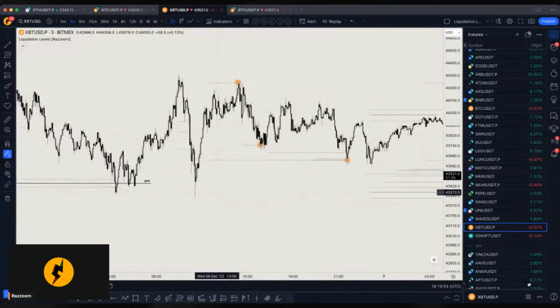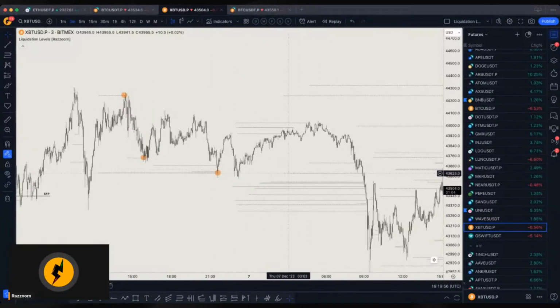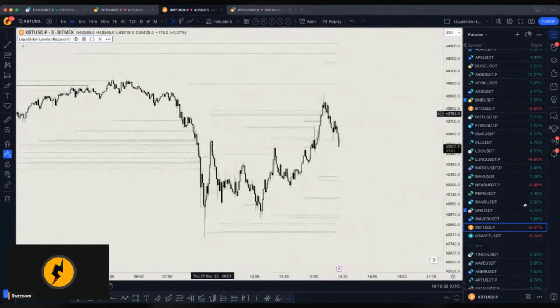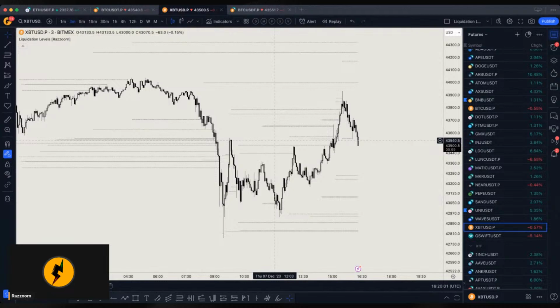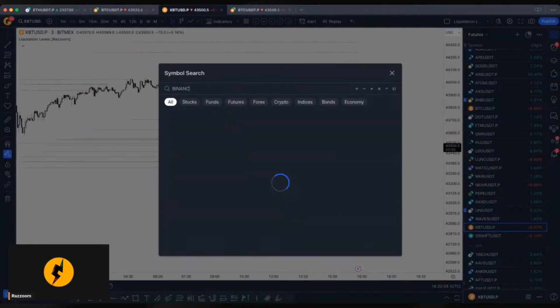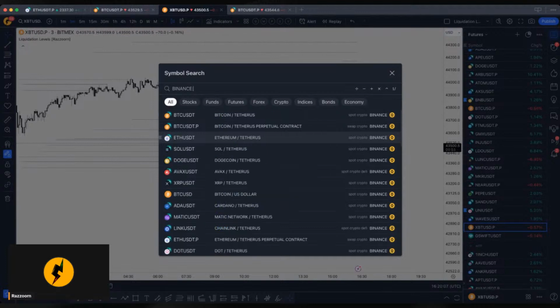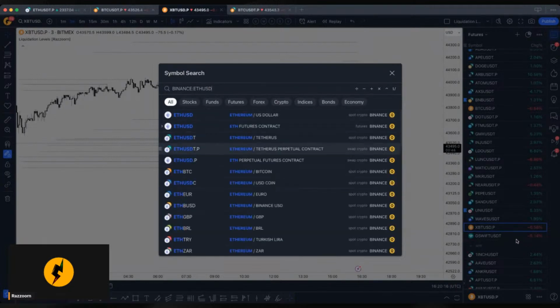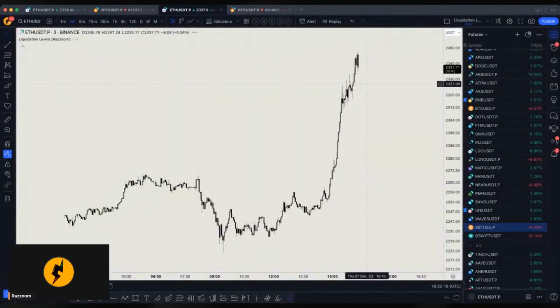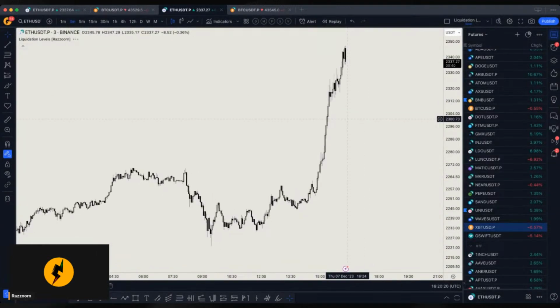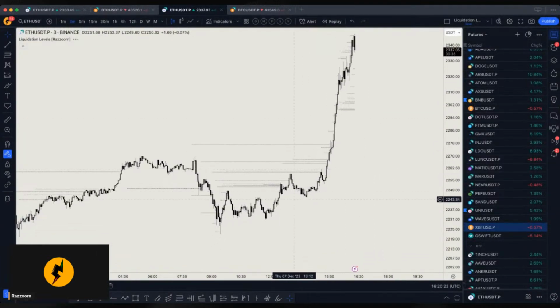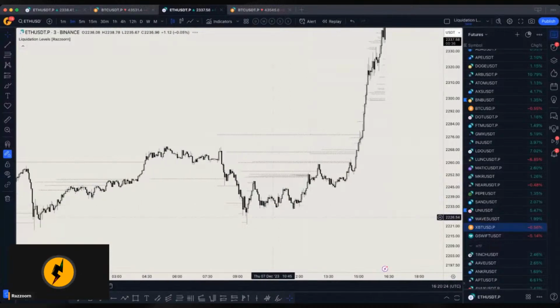Now, let's go on some other coins and see how they look. I'm going to use the Binance perpetual coins. Let's go ETH USDT.P perpetual. It's pumping hard right now.